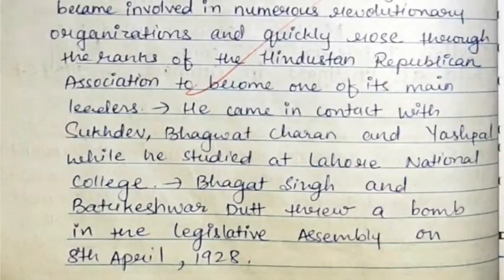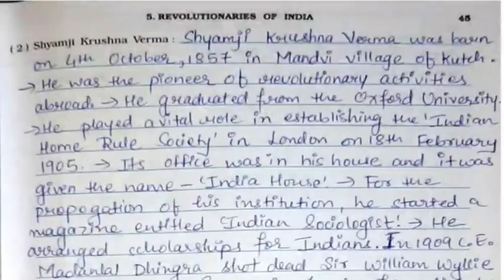He came in contact with Sukhdev, Bhagwat Charan and Yashpal while he studied at Lahore National College. Bhagat Singh and Batukeshwar Dutt threw a bomb in the Legislative Assembly on 8th April 1928. Now the second point, Shyamji Krishna Varma. Shyamji Krishna Varma was born on 4th October 1857 in Mandvi village of Kutch. He was the pioneer of revolutionary activities abroad.